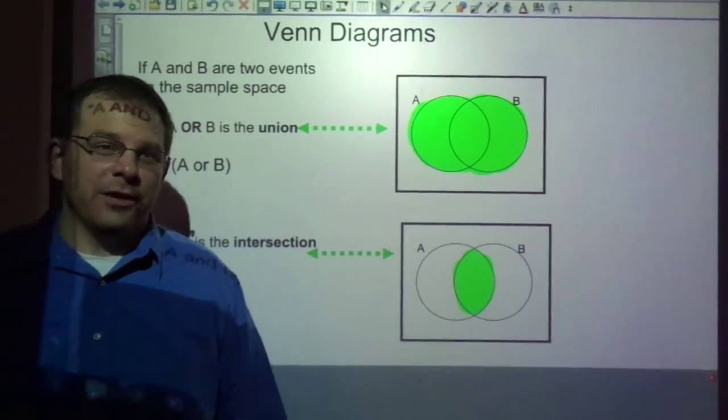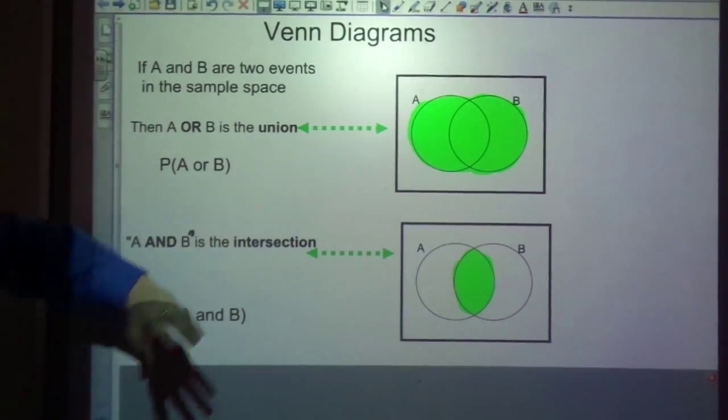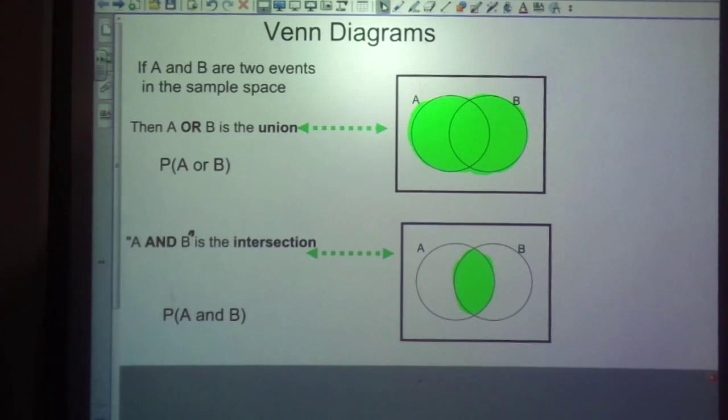You've probably done these before in the past, but we're going to review a little bit. Go ahead and pause the video and copy down this information and these two diagrams so you have pictures of what we're talking about. Okay, now play the video.